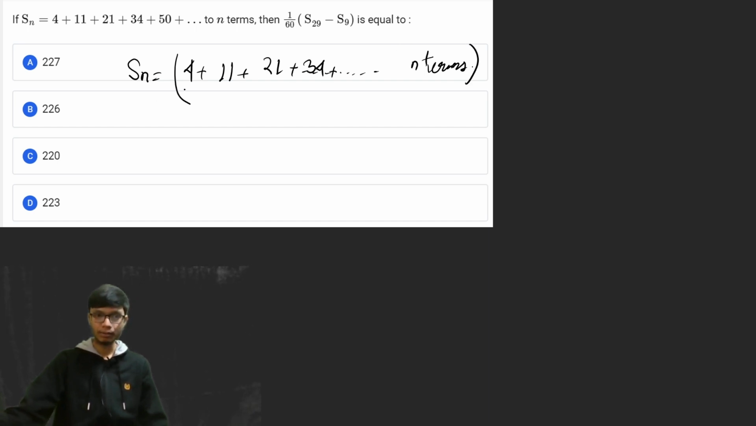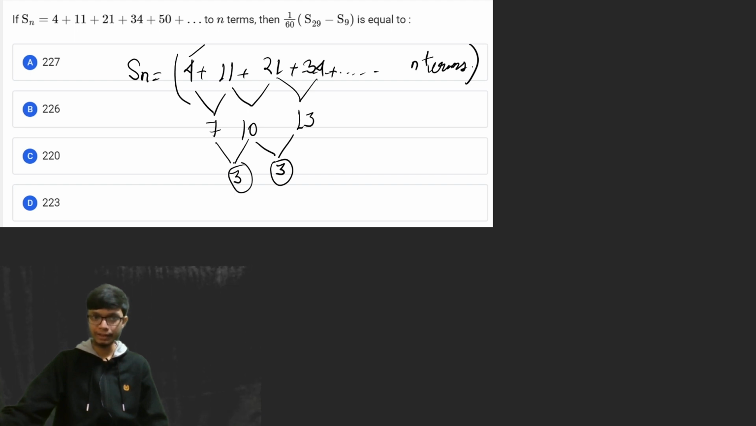What I will observe is that if I subtract 4 from 11, let me observe the common difference. This difference is equal to 7, and similarly if I subtract 11 from 21, the difference is equal to 10, and if I subtract 21 from 34, this is equal to 13. Now if I subtract 7 from 10, I get the value 3. Similarly 13 minus 10 is equal to 3. That means the differences of the consecutive terms of this Sn are in AP. That is a very important conclusion that I got from here.